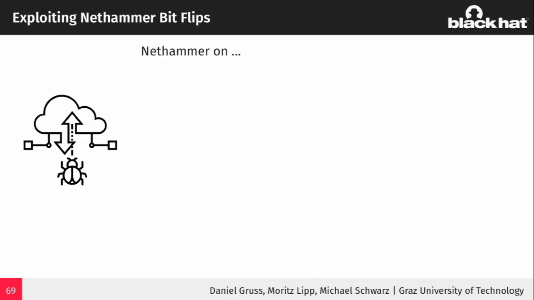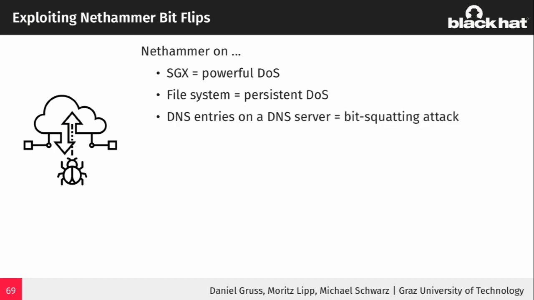So how can we exploit that? We can, of course, do the denial of service with SGX again. Yeah, we can also do denial of service by flipping a bit in the file system. Happens quite often if we run a Nethammer attack, unfortunately. Or we flip something in a DNS server and do a bit squatting attack. Or in an OCSP server and make our invalid certificates great again, making them valid again.